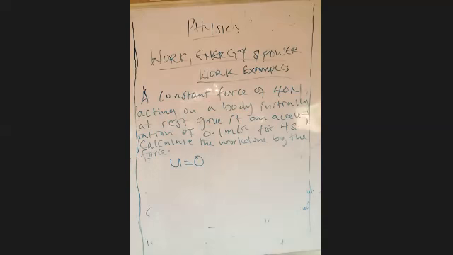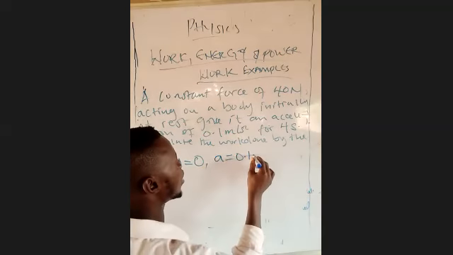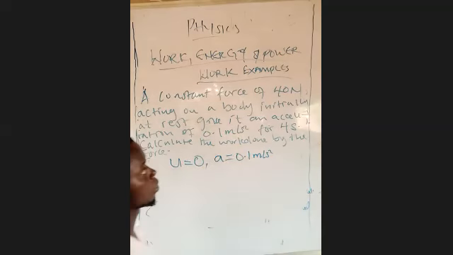So, acting on a body initially at rest, give it an acceleration of 0.1 meter per second squared. So our acceleration is equal to 0.1 meter per second squared. Now, for 4 seconds.